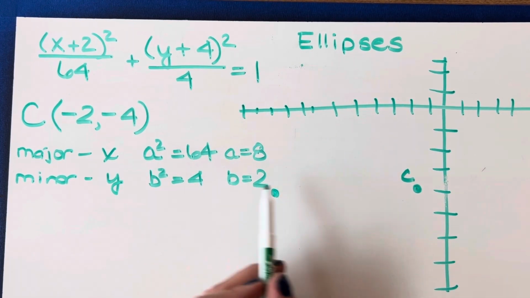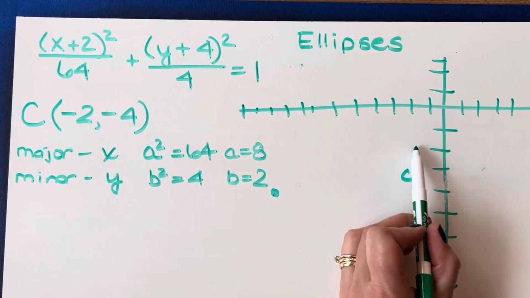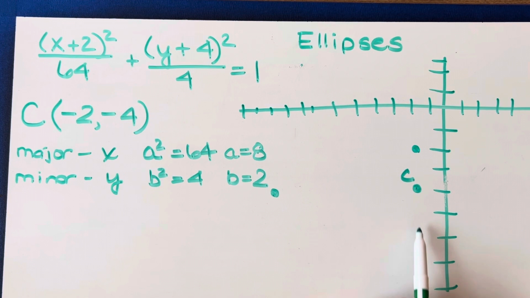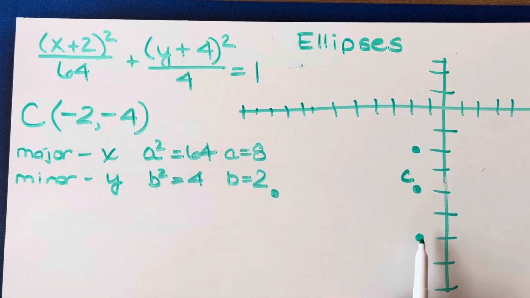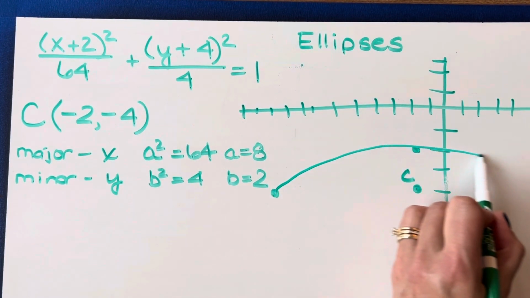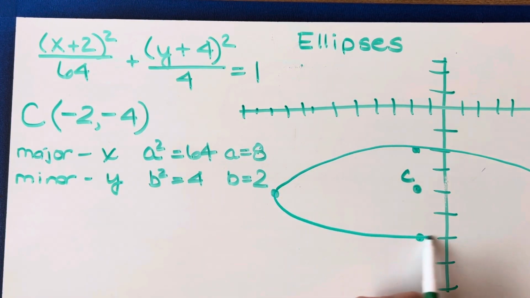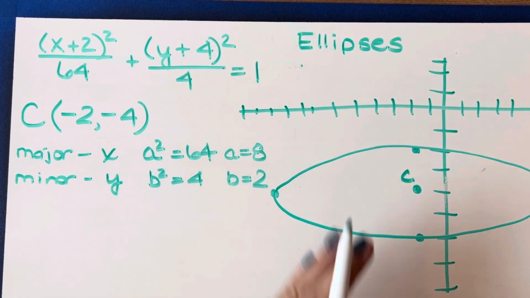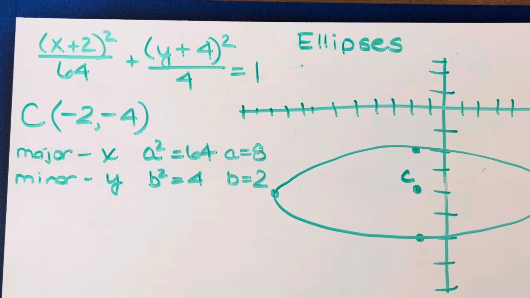And then for the minor axis, I do the same thing from the center. I go up 2 spaces and down 2 spaces. And if you need to, you can find the coordinates for all of these points just by adding and subtracting the 8 and the 2. So I'm now going to just sketch what my ellipse looks like. So I can tell that it's short, but it's very wide.